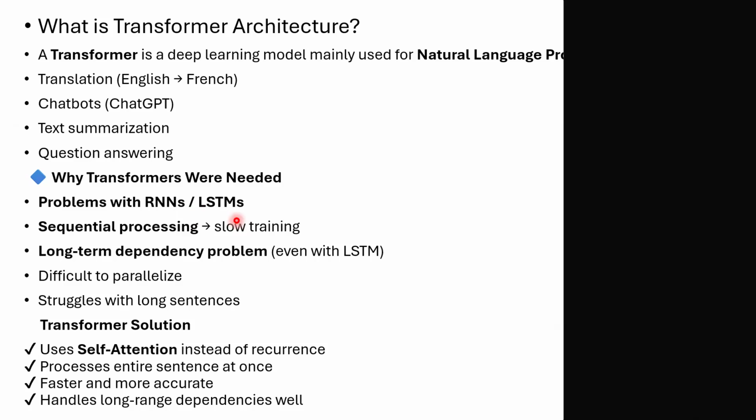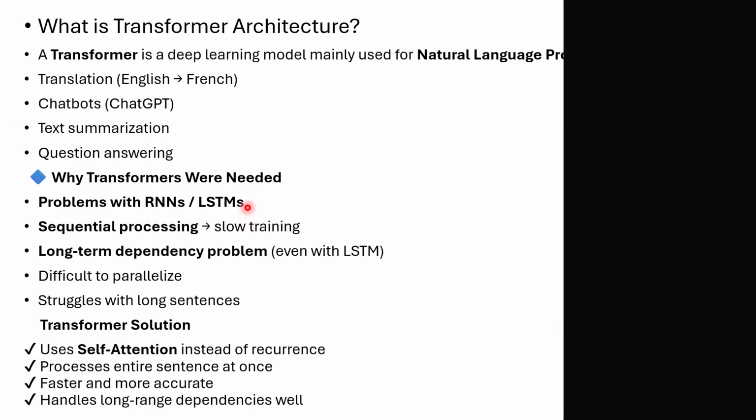Coming to LSTM, which stands for long short-term memory. It is an improved version of RNN. LSTM was created to remember important information for a longer time. LSTM uses gates to decide what to remember and what to forget, like smart filters that keep only important information.